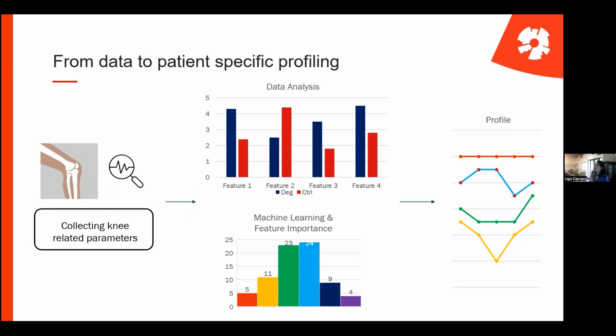machine learning. We are using these techniques to understand, first of all, the correlation of the analyzed characteristics with the degeneration of the knee cartilages, and then also possibly their significance and their impact on the development of the disease. And this will lead to the creation of a profile that is really specific for each subject.